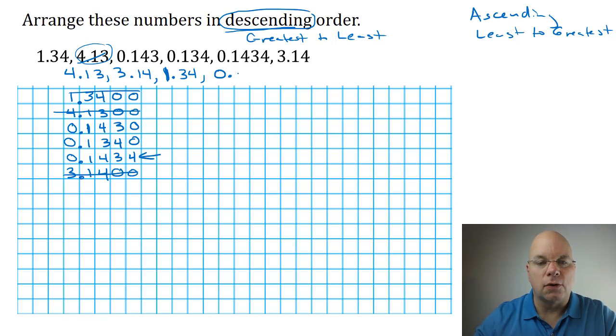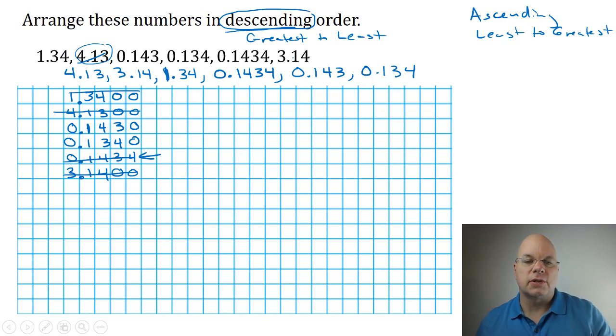So 0 and 1,434 ten thousandths is next. I'm left with these last 2, and we can tell from the hundredths place that this is larger than this, so 0 and 143 thousandths, and finally 134 thousandths is the final one. And anytime you're making a list like this, we have quite a few numbers. I like to count my list. There are 1, 2, 3, 4, 5, 6 numbers in my ordered list, and there are 1, 2, 3, 4, 5, 6 numbers in my original list. So that's a good way to check your work.